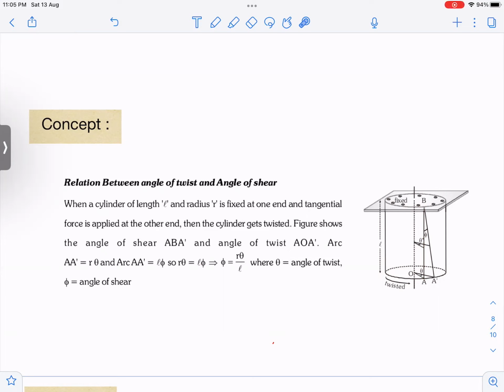Phi is equal to r theta. This arc is r theta. And here also, since phi is very small, you can use angle equals arc by radius. From this triangle, you can call this arc L phi. So L phi is equal to r theta. So you get phi, which is the angle of shear, in terms of the angle of twist, right? This is what we are going to use here to find out the torque.